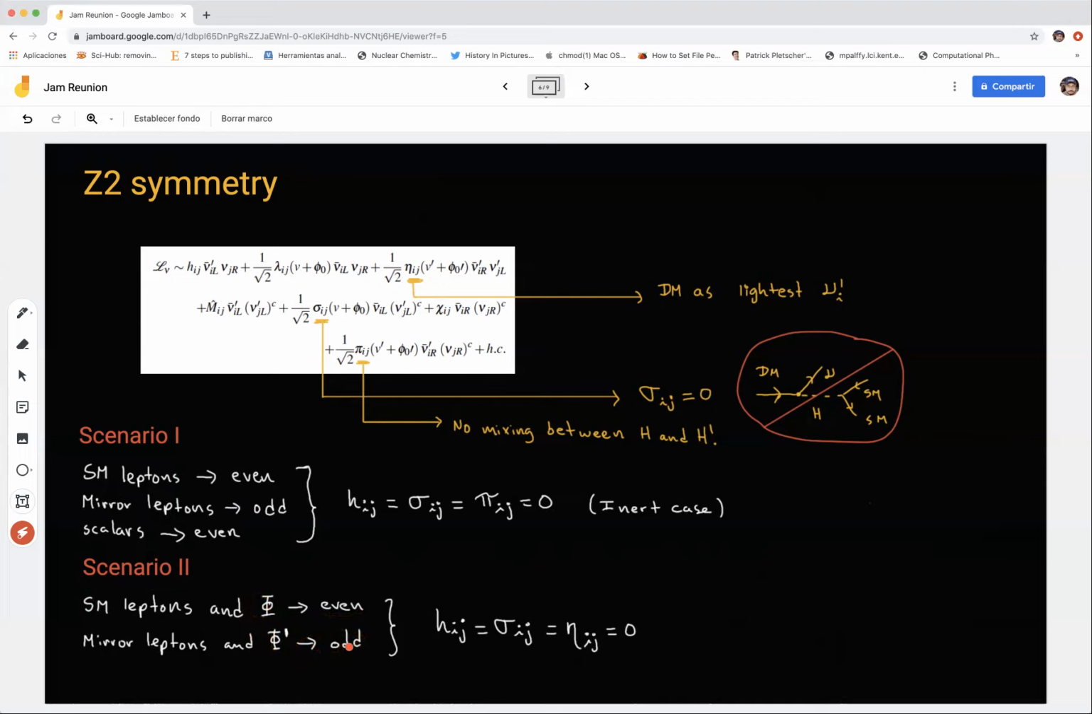This assignment not only eliminates the unwanted couplings, but also eliminates other couplings that simplify the model. In this case, the unwanted couplings are the ones associated with the sigma.